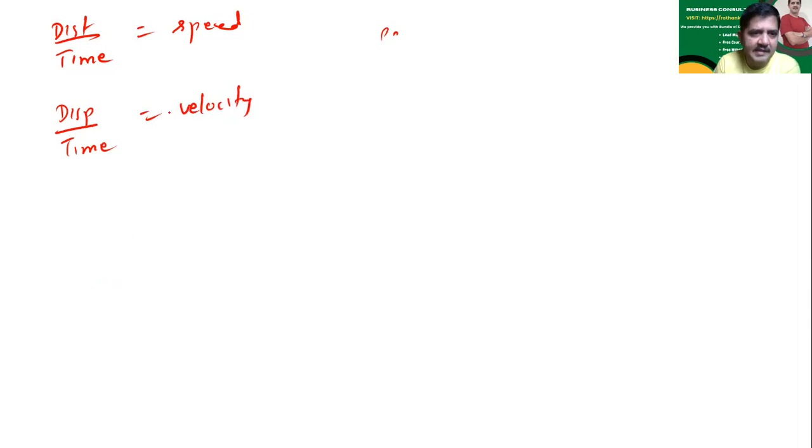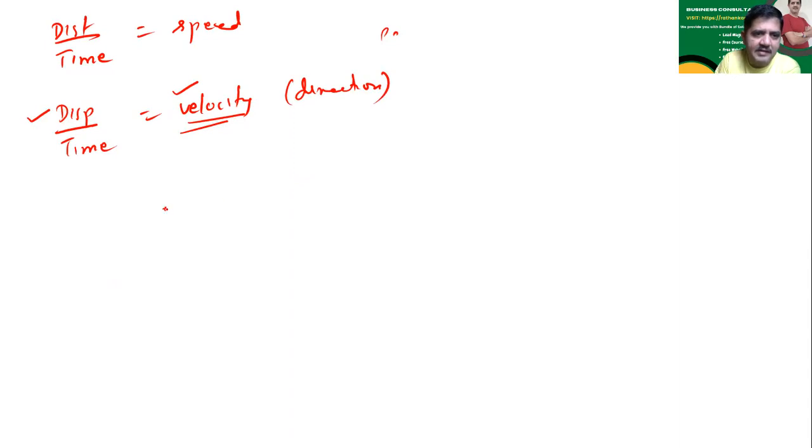Now, in the earlier classes, I have taught you about vectors. An example of a vector is nothing but displacement. And since you have displacement by time, you also have velocity as a vector. Thus, velocity is a vector because it has a direction. Why does it have a direction? Because displacement has a direction.